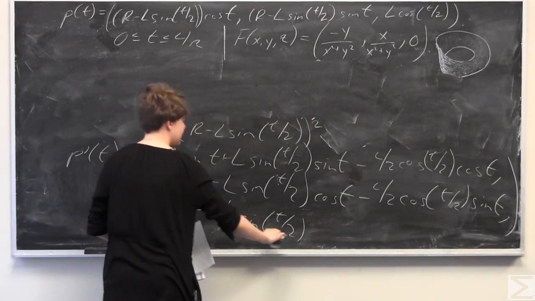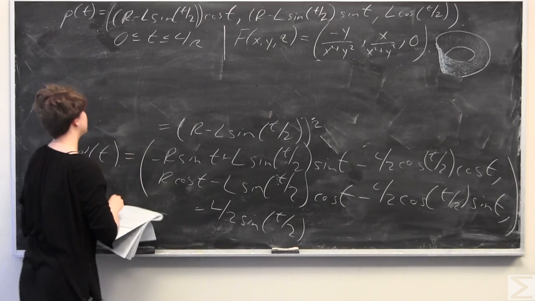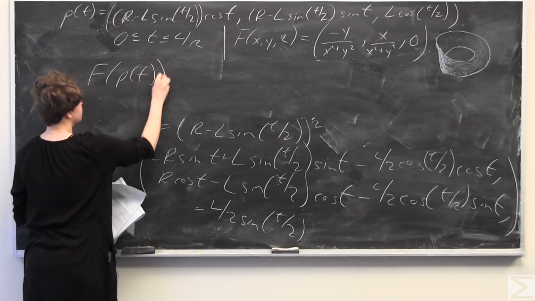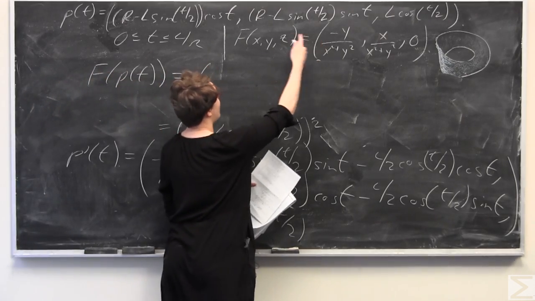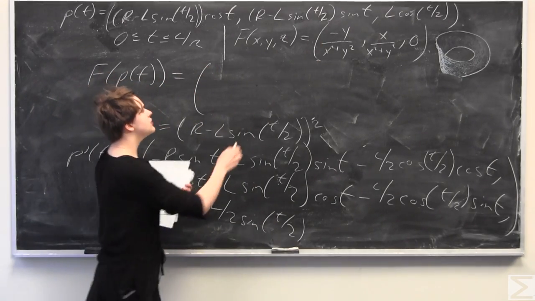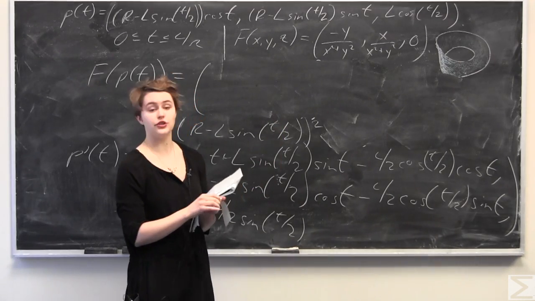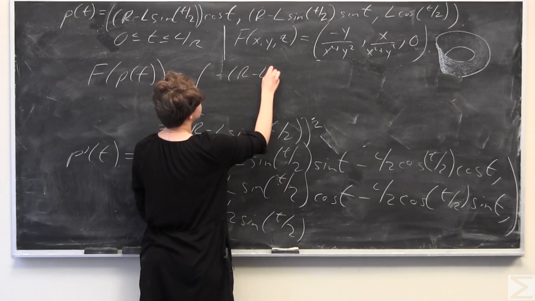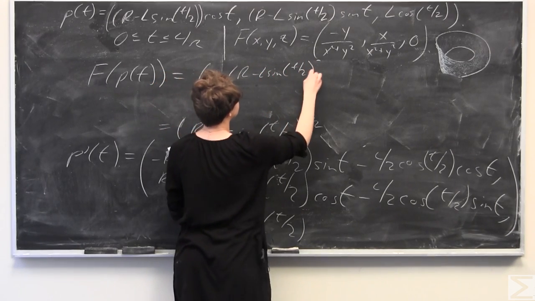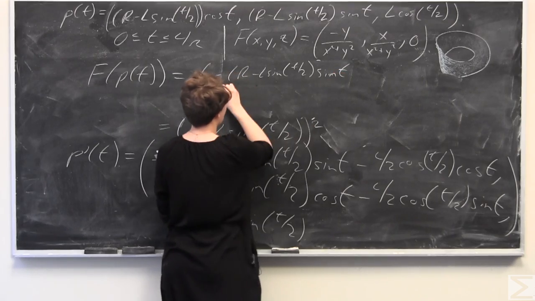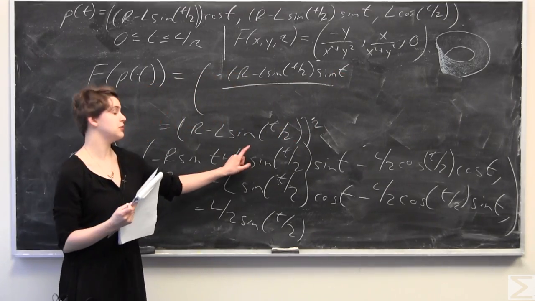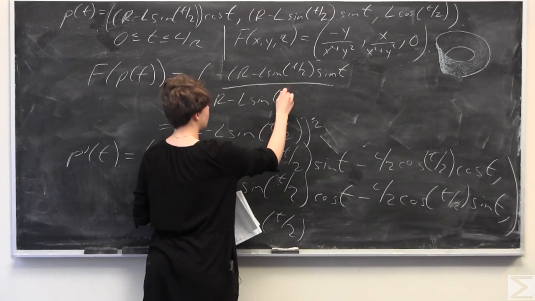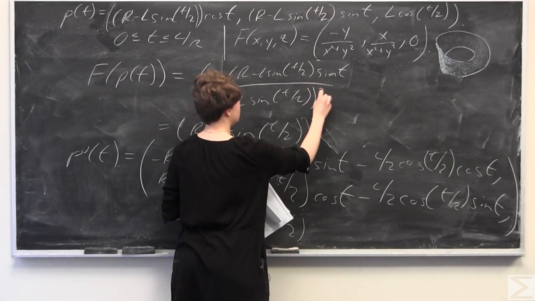Okay. So finally, we're getting close. What we need to do is find f of p of t. Okay, so negative y, so we're going to take the y component there. The y component here is r minus L sine t over 2, all times sine t. So we're going to take the negative of that, so negative r minus L sine t over 2 times sine t, all over x squared plus y squared, which as we determined before is just this down here: r minus L sine of t over 2 squared.